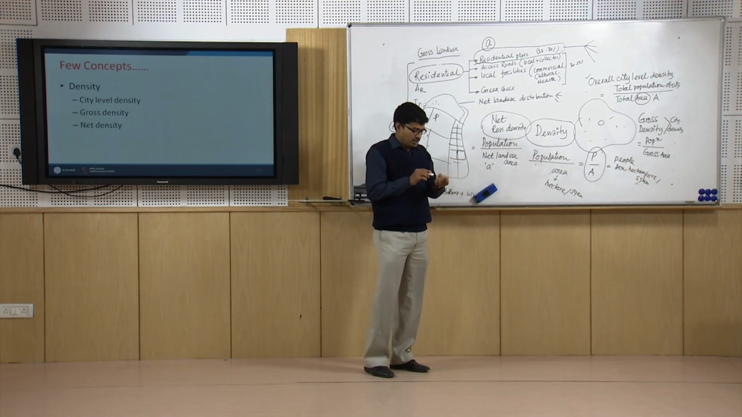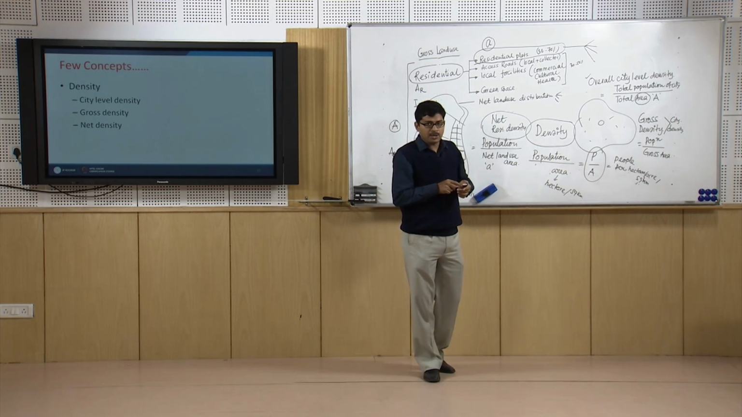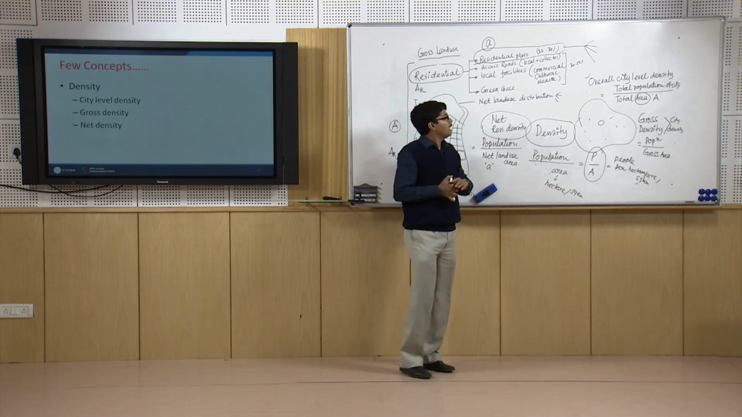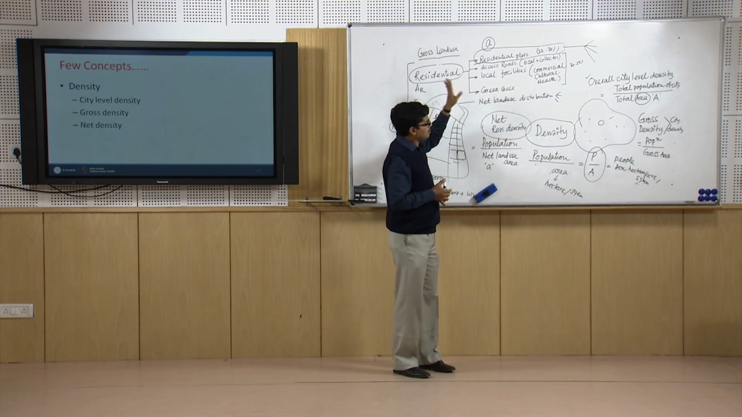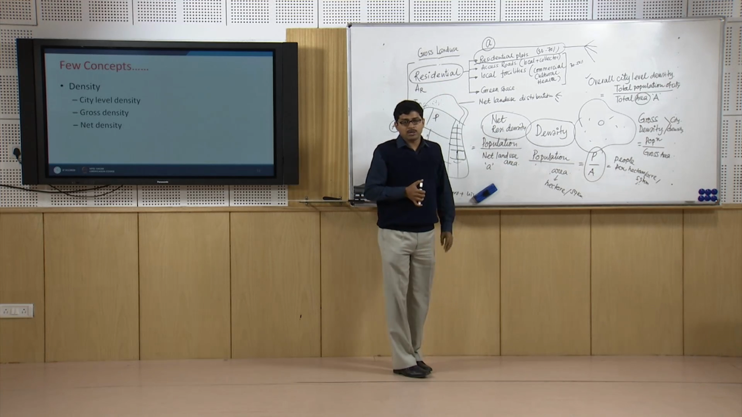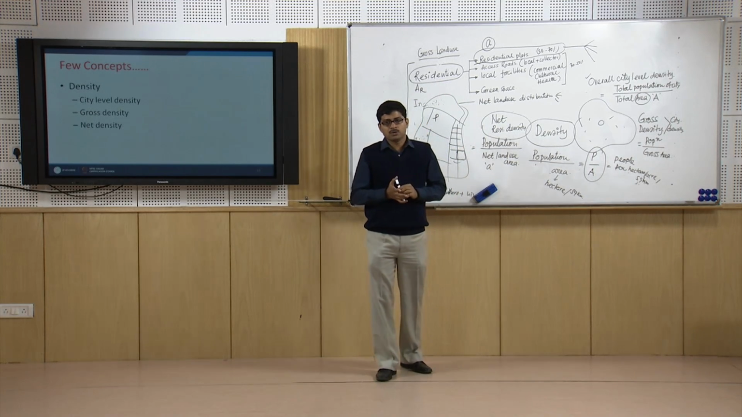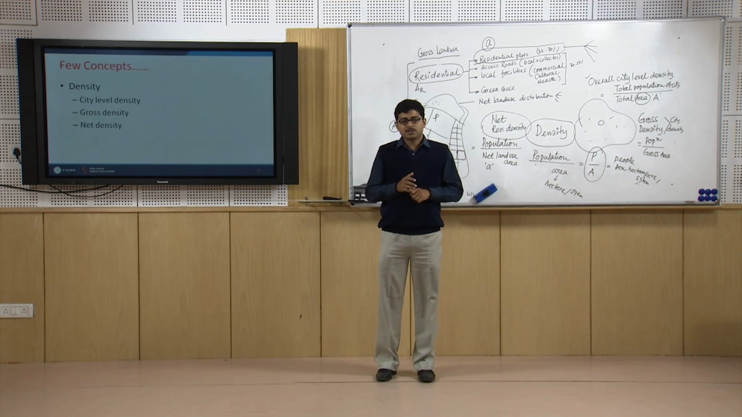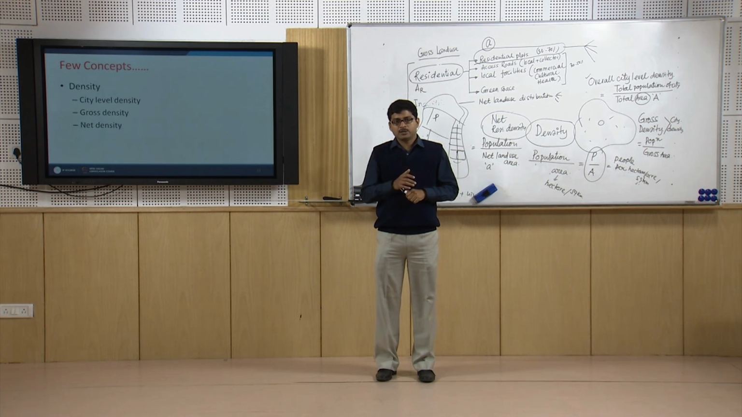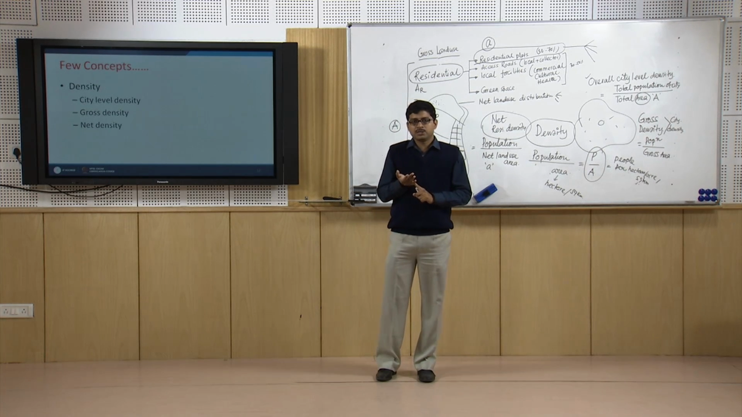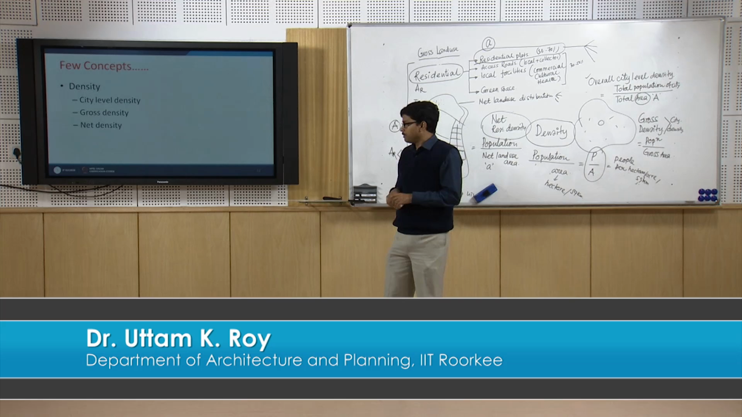So, gross density is always less than the net density, and the city level density which we already discussed, which is nothing but the population divided by the whole area of the city, is much less than that. So, net density and gross density are very important parameters of any development.